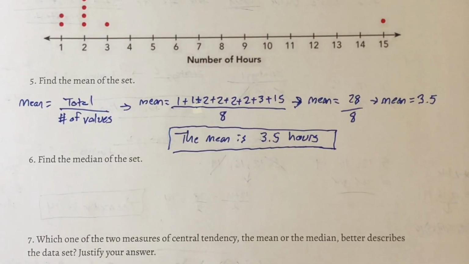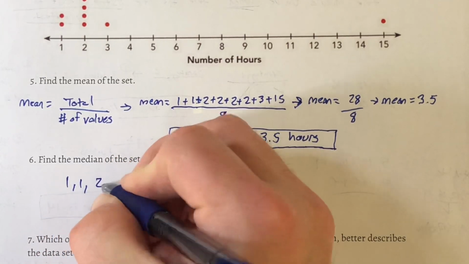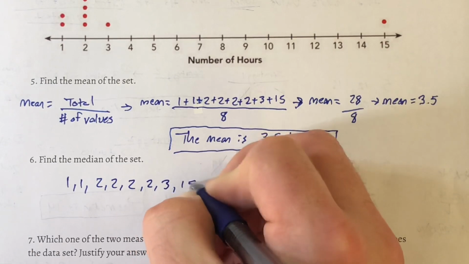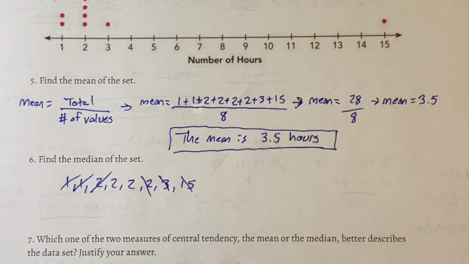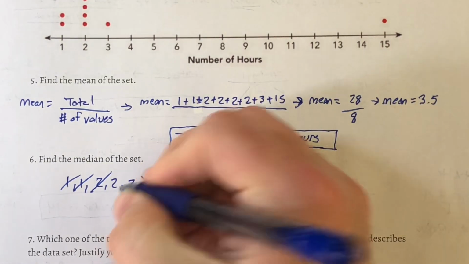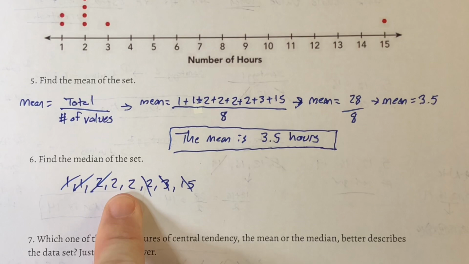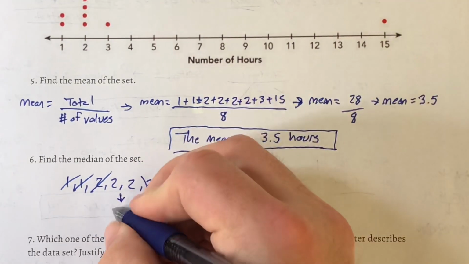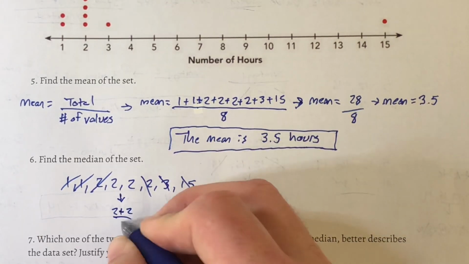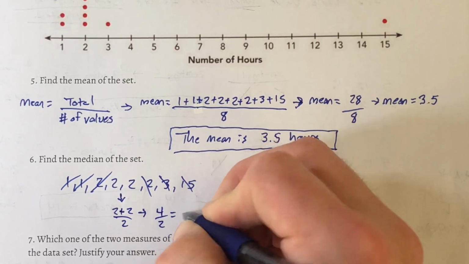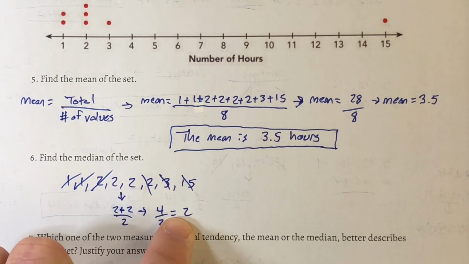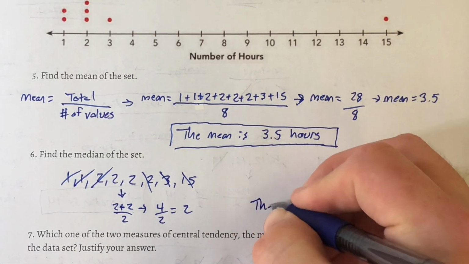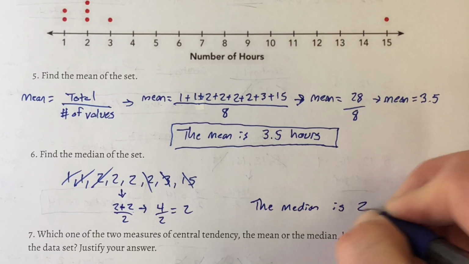Next, let's find the median of the set. Median is the middle number. So let's list our numbers: 1, 1, 2, 2, 2, 2, 3, 15. Let's just go with strategy 1. I had an even amount of numbers, so I had 2 middle numbers. Now, because these are the same, you can just go with that number. But I'm just going to show you what would happen if you added them and divided by 2. Well, 2 plus 2 divided by 2 turns into 4 divided by 2, which is equal to 2. So kind of pointless, right? If you have two middle numbers that are the same, that's going to be your answer. Okay, so the median is 2 hours.